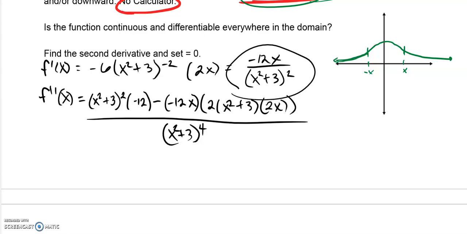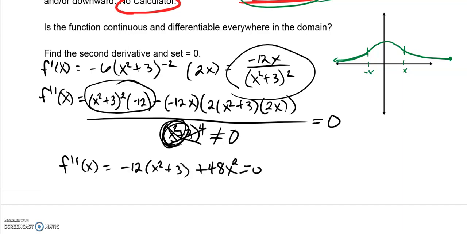Now remember, we're setting this equal to 0. So if you look at the denominator, this can never be 0, because there's no way to get a negative answer right there. So you can ignore the denominator right away and only focus on the numerator. So focusing on the numerator, simplify that down and set it equal to 0. You should get something that looks like this.